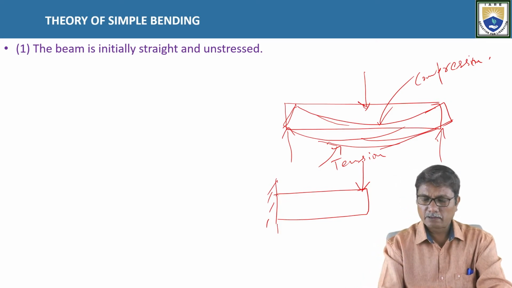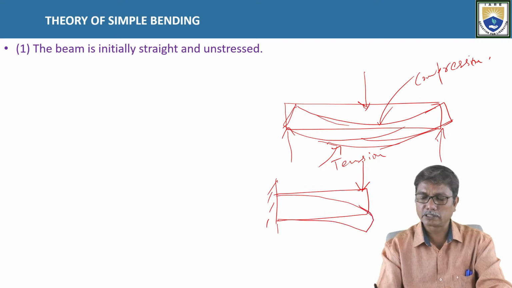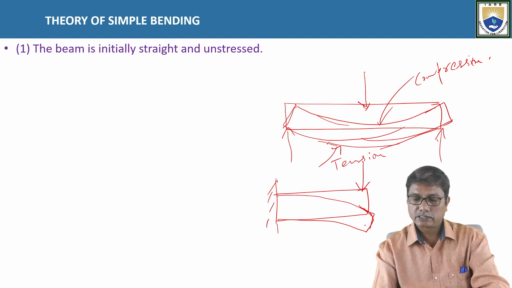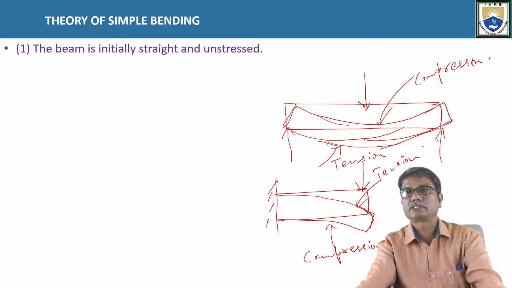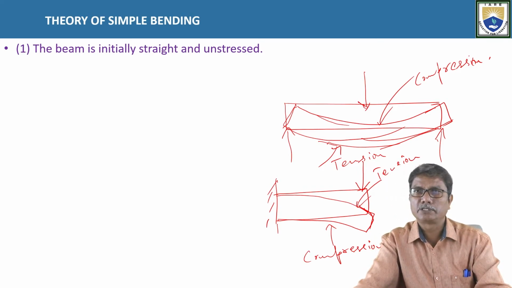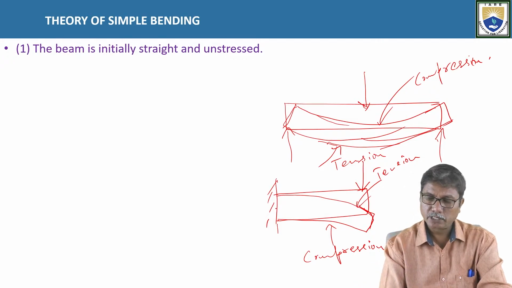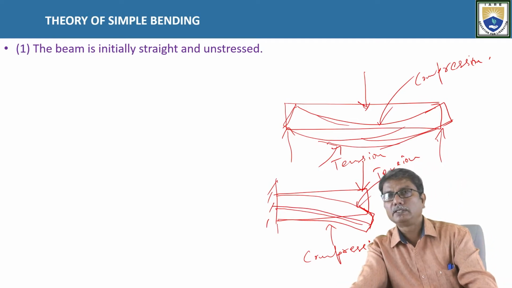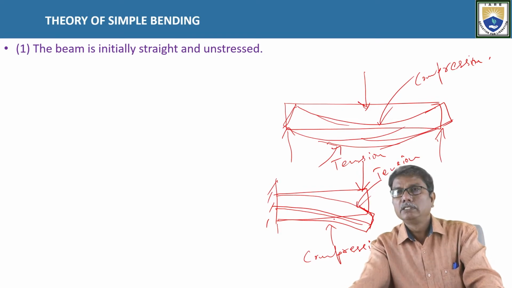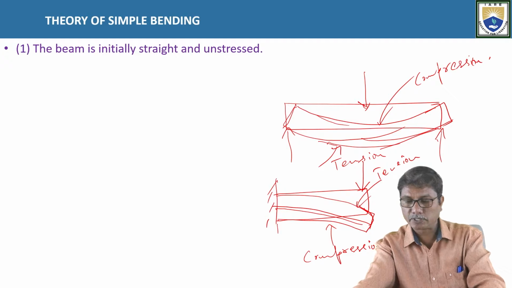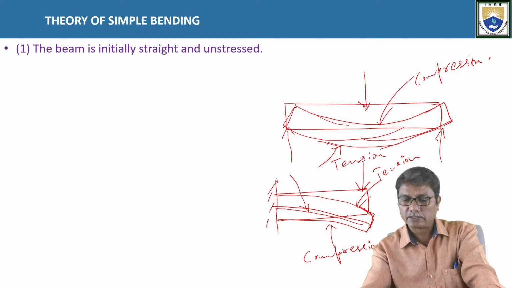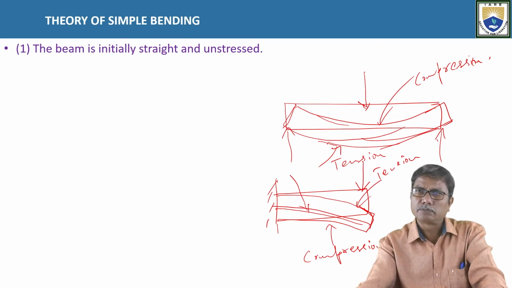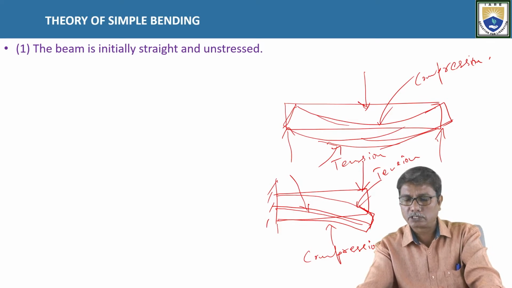Whereas in a cantilever beam, the bending of the beam will be something like this under the action of external loads. And in this case, the bottom fibers will be under compression and top fibers will be under tension. So the nature of stress changes from tension to compression. It means at some point in between, there lies a layer which is neither compressed nor subjected to tension. Okay, and that layer is called the neutral layer. That means the stress changes sign from compression to tension. It means it becomes zero at some point.